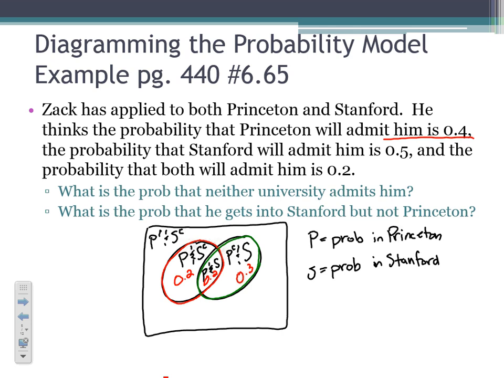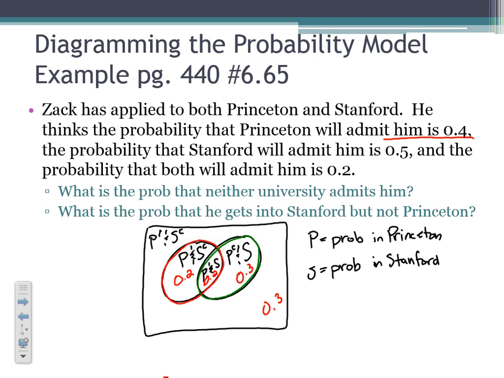And then finally, we have the area that's outside of those 2 circles and their intersect area. So the probability that he doesn't get into either college, well, we already know that if this is truly a sample space, all the probabilities have to add up to 1. So this would be 0.3, right? 0.3 plus 0.3 plus 0.2 plus 0.2 equals 1. We have all 100% accounted for here.